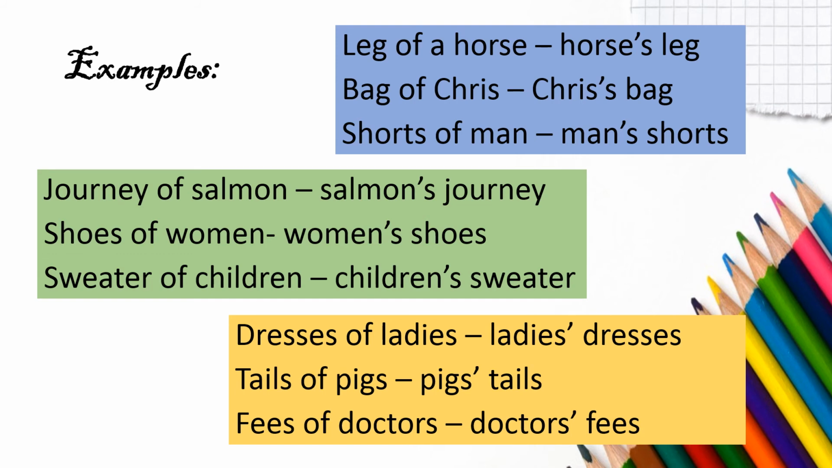For the second set, which is about plural nouns not ending in s, journey of salmon, salmon's journey, shoes of women, women's shoes, sweater of children, children's sweater. And the last set is for plural nouns ending in s, dresses of ladies, ladies' dresses, tails of pigs, pigs' tails, fees of doctors, doctors' fees.